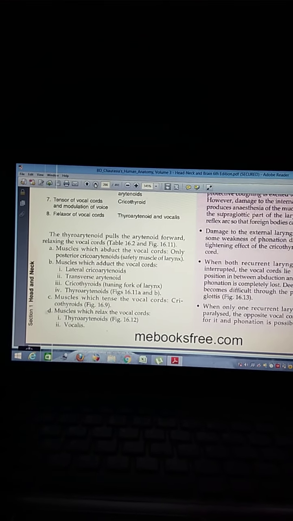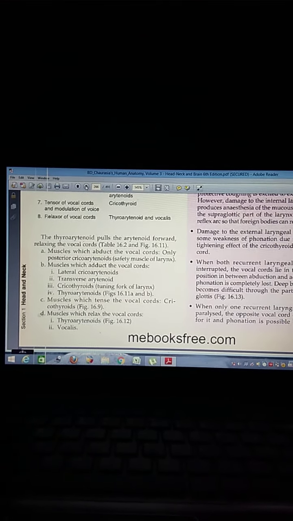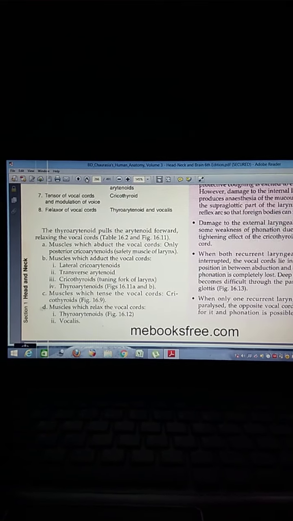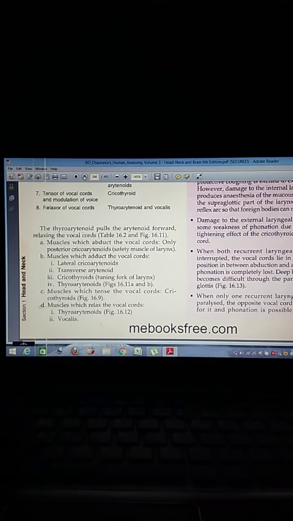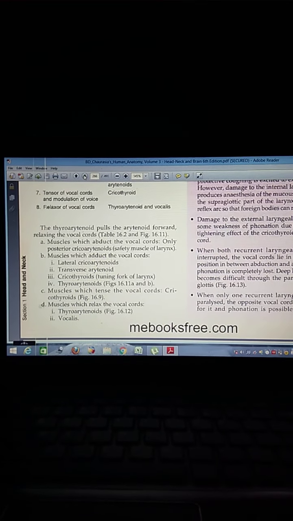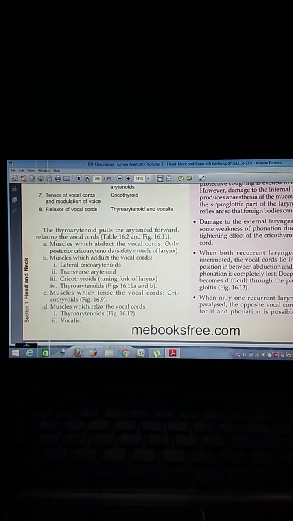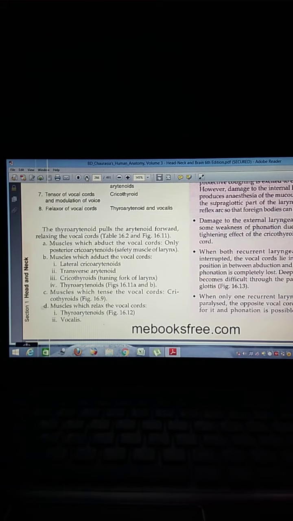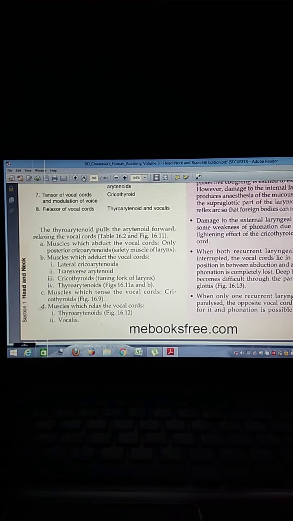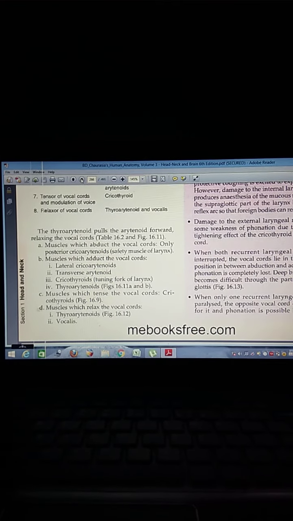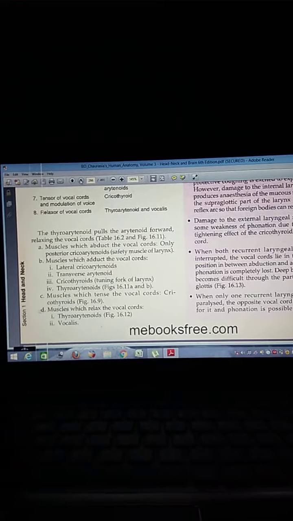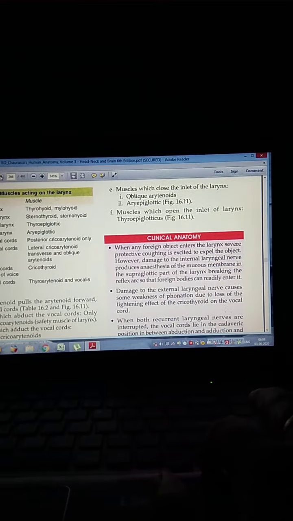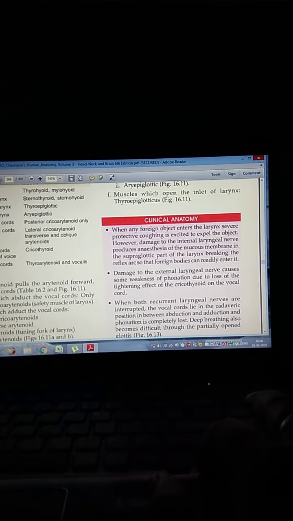Safety muscles of the larynx, which adduct the vocal cords: lateral cricoarytenoids, transverse arytenoids. Cricothyroids, the tuning fork of the larynx, and thyroarytenoids. Muscles which tense the vocal cord: cricothyroids. Muscles which relax the vocal cord: thyroarytenoids and vocalis. The muscles which close the inlet of the larynx: oblique arytenoids and aryepiglottic. Muscles which open the inlet of the larynx: thyroepiglottic.